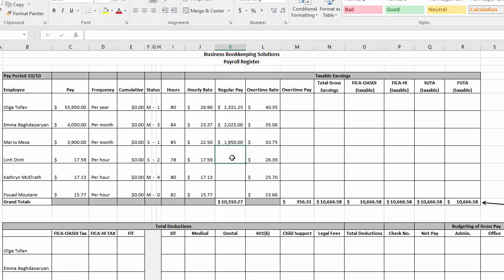Okay, and then let's calculate Lynn's regular pay. Notice she only works 78 hours. So we say equals 78 times her hourly rate, which gives us $1,372.07. And we can even just copy that formula down. And then this is what our check figure should be. I'm going to write it down here, 310.27, just so when I erase this, I can see if my AutoSum is working.